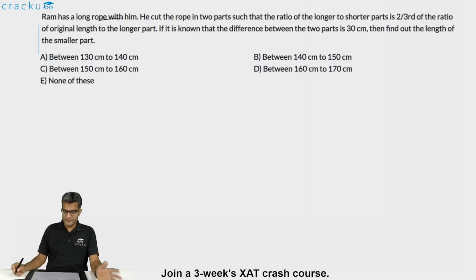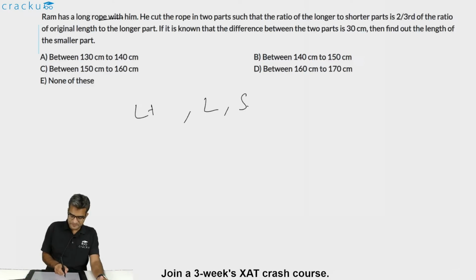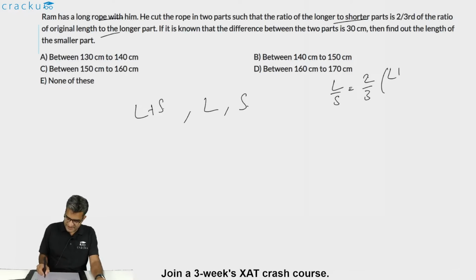Ram has a long rope with him. He cuts it into two parts. Let us assume that one part is of L length, the other part is S length. L is the longer one, S is the shorter one. So overall, the original length of the rope is L plus S. Now, the ratio of the longer to shorter part, that is L by S, is 2/3 the ratio of the original length, which is L plus S, to the longer part, divided by L.